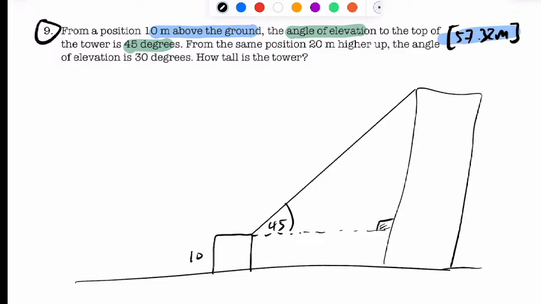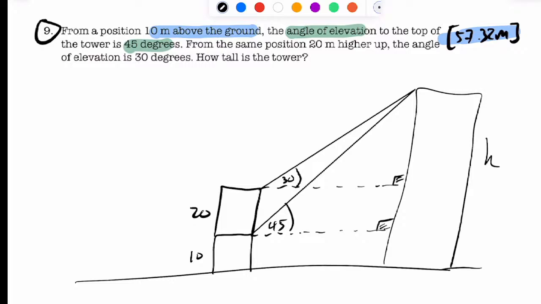Yes. 1 second. So with this number 9 here, 10 meters above the ground. So you look up at the building, 45 degrees. And then it looks like you're 20 meters higher. So by 20 meters higher, they mean you're extending this another 20 meters. And then you look up at that exact same spot, and that's at an angle of 30 degrees to the ground, and we want to find the height of the tower. So we want to find this entire height here.